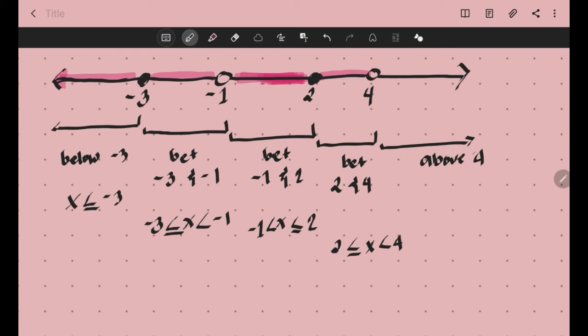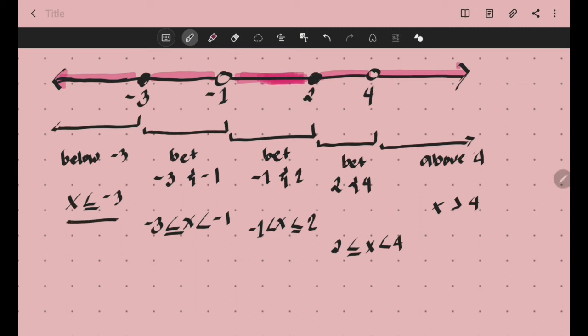Next, above 4. So, asan yung possible values of x that is above 4? So, nandito siya. So, we have x is greater than 4. Walang equal dahil 4 is not included. So, we have now the 5 intervals.